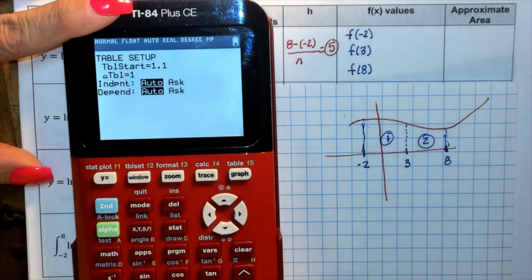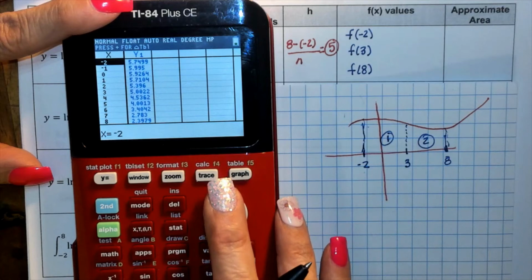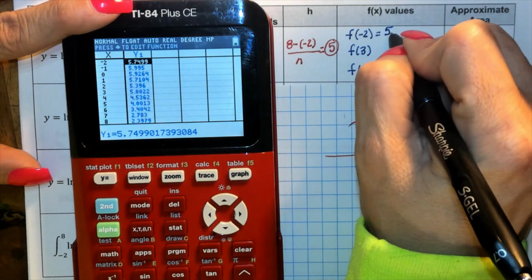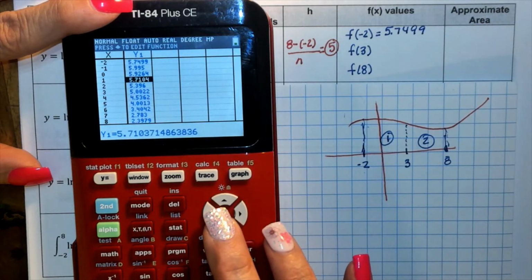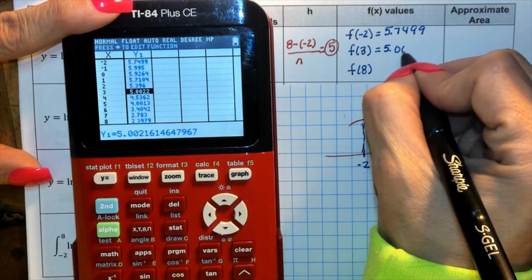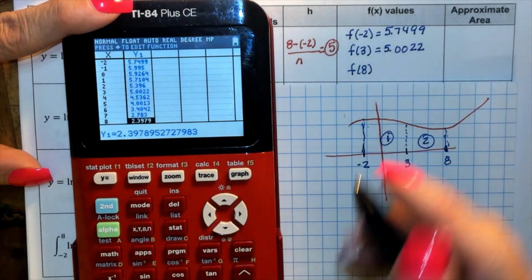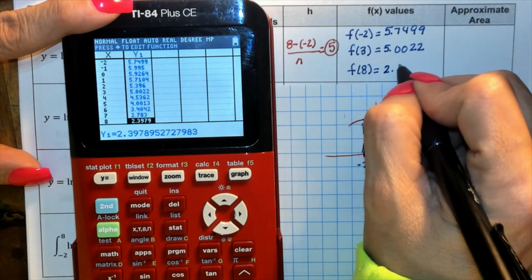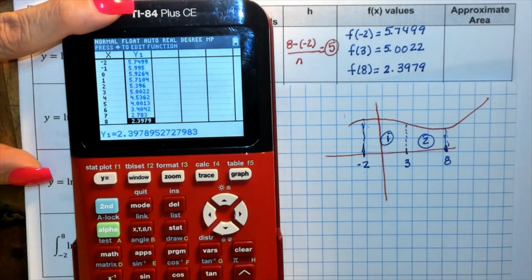Let me go back here because I changed it earlier. -2 is that. I'm just going to do this. 5.7499, f of 3. I'm going to keep these numbers right here because I think it's going to be easier just to have these written out than it is to try and put them in my calculator and do it the other way. You could. 3979. What's the approximate area?